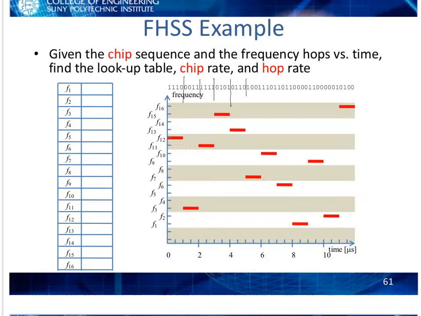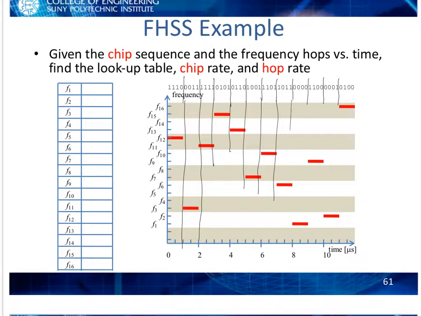0, 1, 1, 0. So I'm going to divide it up into groups of 4, and then I'm going to count them to make sure I really do have the right number of chips here. And it looks like I do. Each 4 chips corresponds exactly to 1 hop here on my chart. Okay? And so now it's simple.